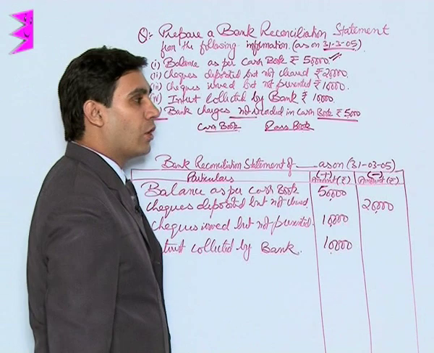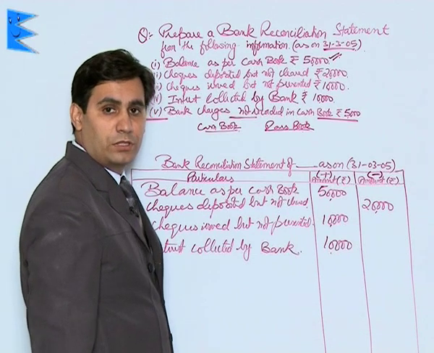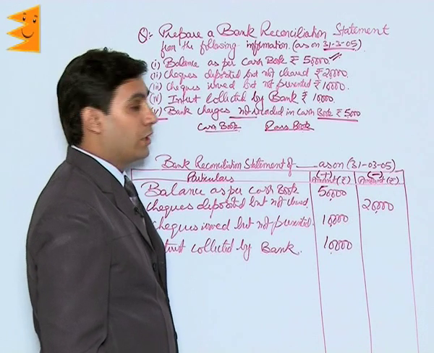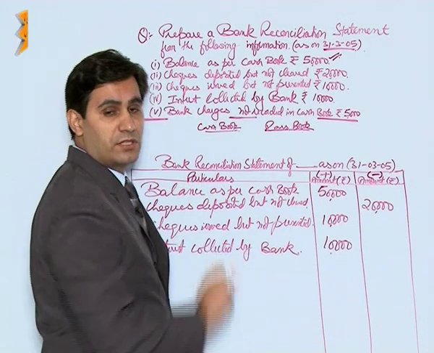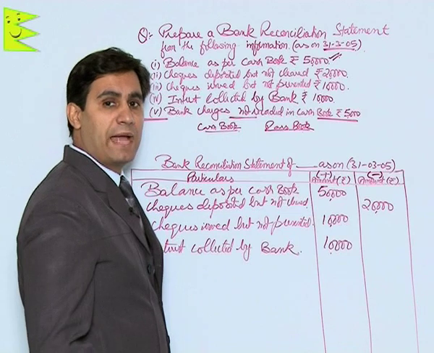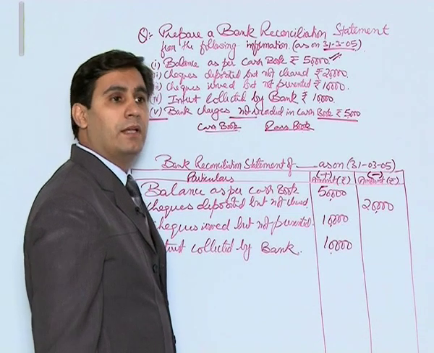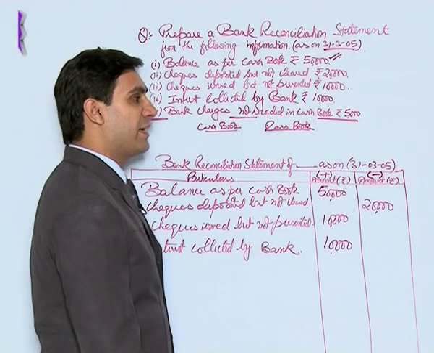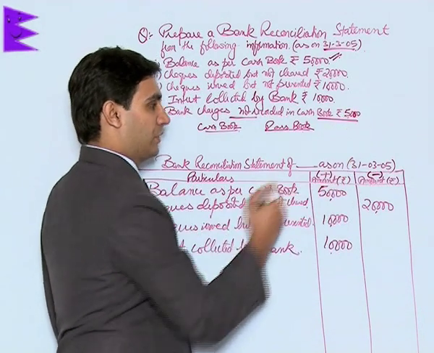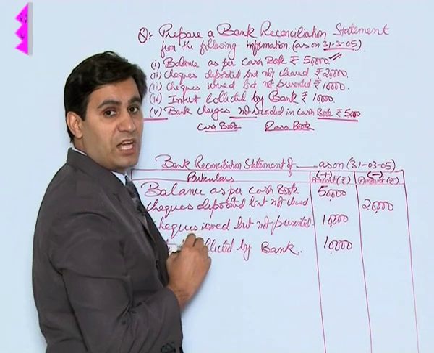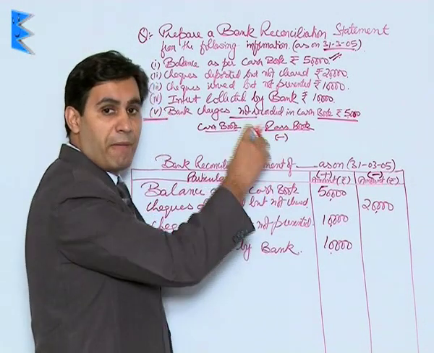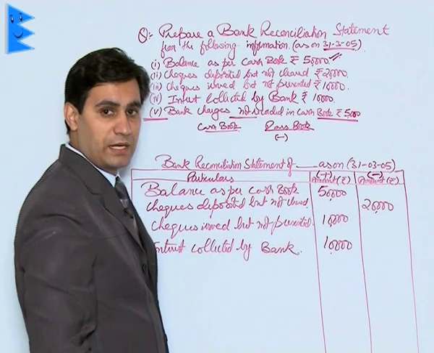Then, bank charges not recorded in the cash book. Now students, bank has charged something from us. Banks provide us a lot of services like outstation checks, lockers, etc. So for some services the bank has charged rupees 5,000. Now since bank has charged, that means bank has reduced the passbook balance. Bank has taken out 5,000 rupees from our account.